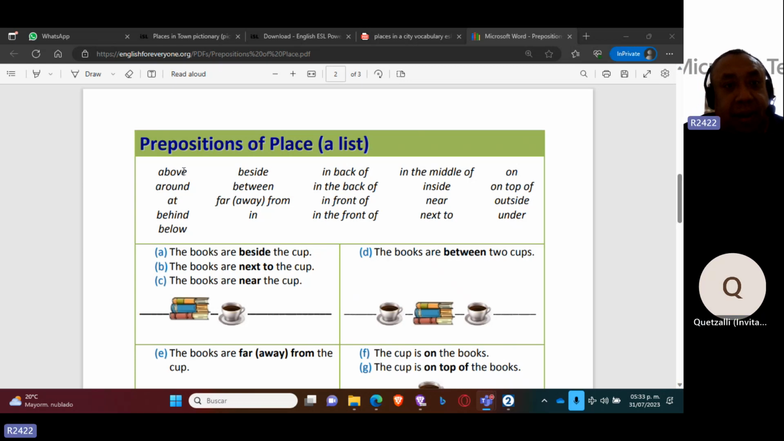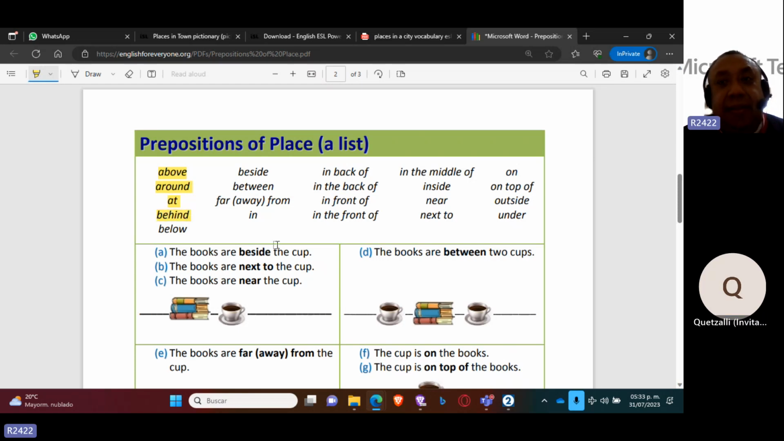The first, above. Above, que esta letra dice en español, es por encima de. Okay. Around, alrededor de. At, es para un lugar específico. Por ejemplo, puede decir at the restaurant, at the school, at the park, at the bus station, at the cinema, ¿sí?